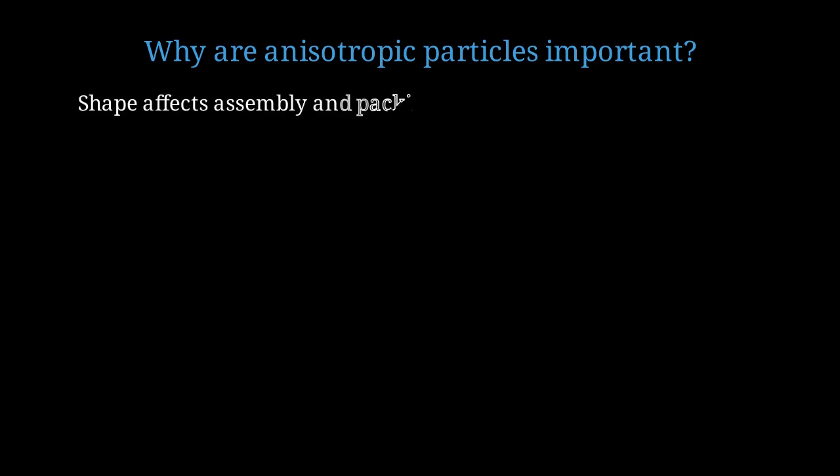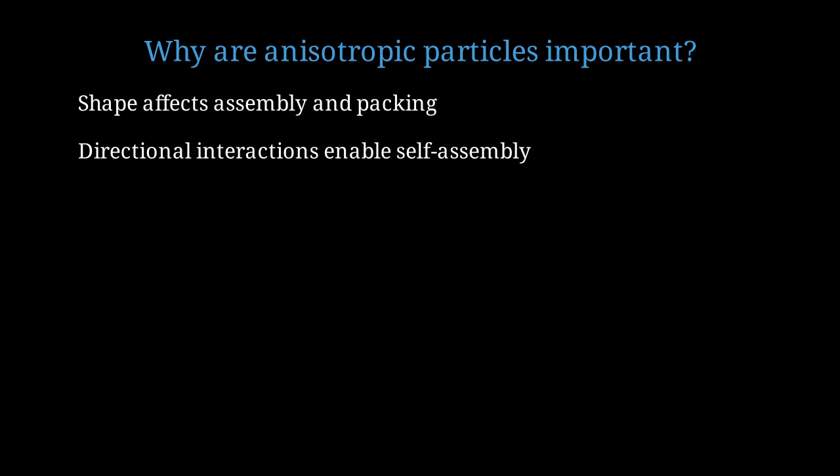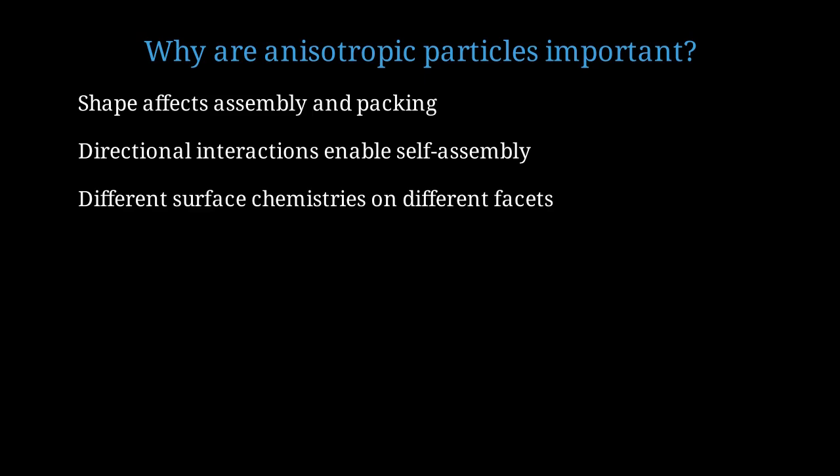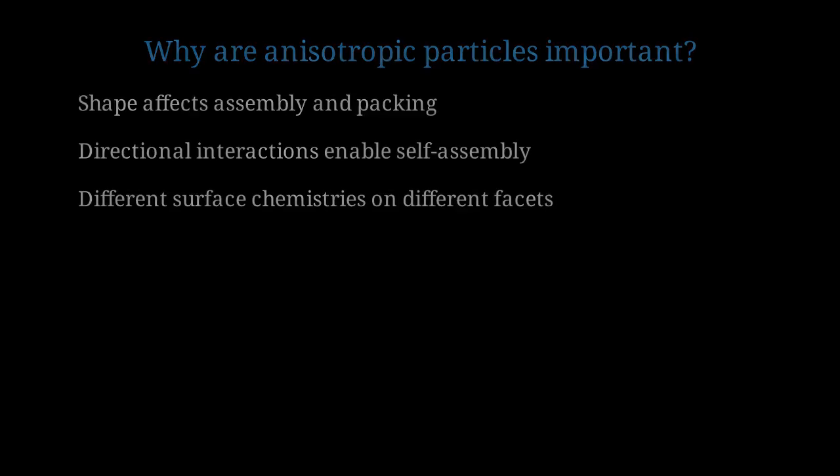Shape dramatically affects how particles assemble and pack. Rods pack differently than spheres, creating materials with anisotropic mechanical and optical properties. Anisotropic particles can have directional interactions, enabling programmed self-assembly into complex superstructures. We can functionalize different regions with different chemistries, creating particles that are like molecular building blocks with specific binding sites.